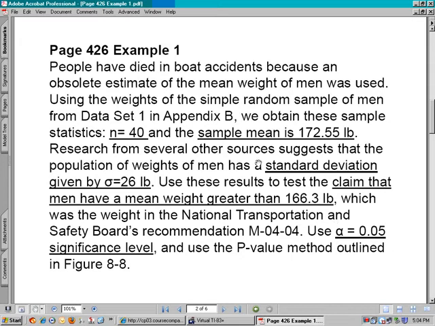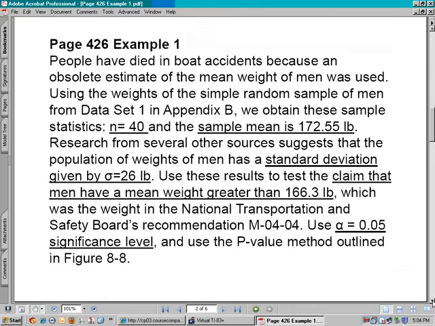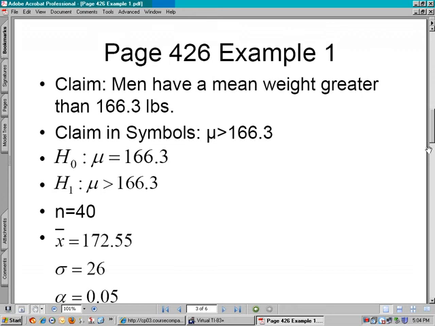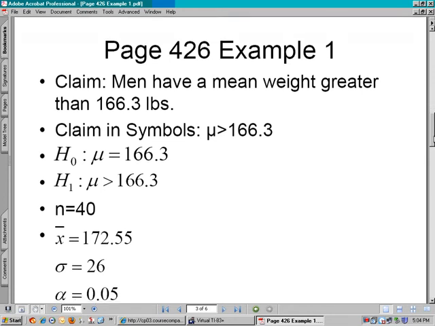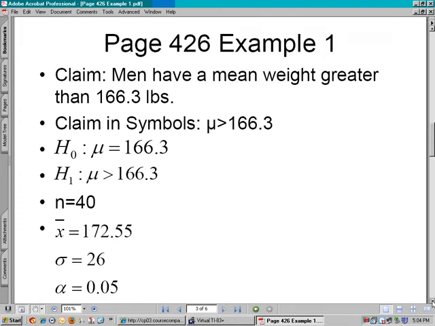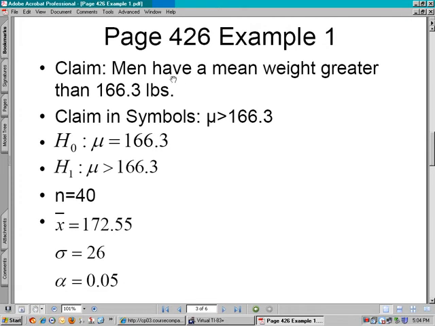So I took all the information from this problem and I summarized it. So we have the claim: men have a mean weight greater than 166.3 pounds. We want to take that and write it in symbols. So what we have is the mean is greater than 166.3. That is our claim. This would be considered our alternative statement because remember, a null must have an equal sign. This one does not.